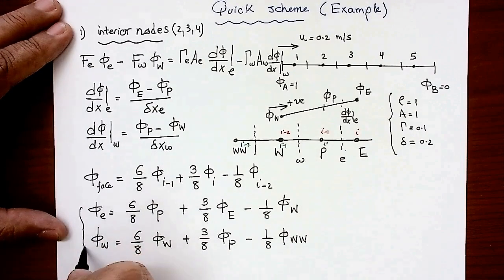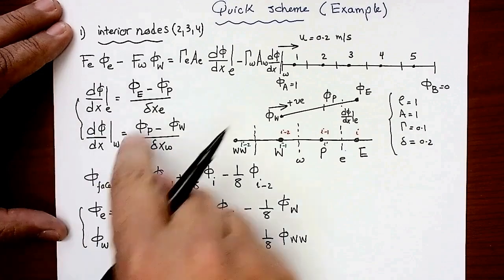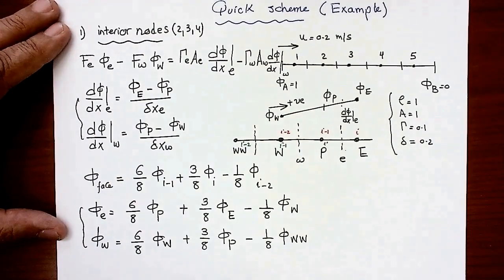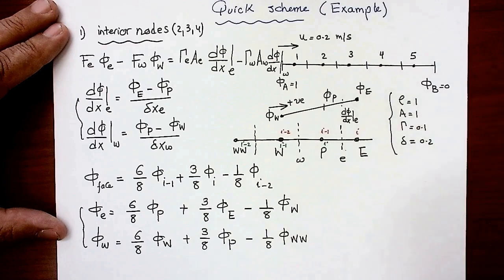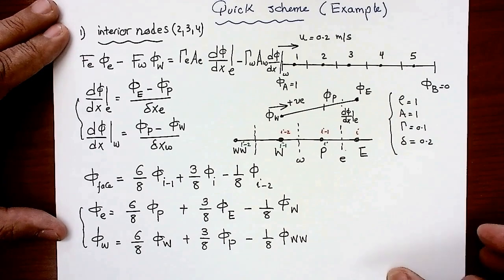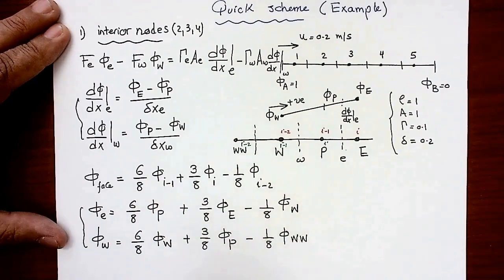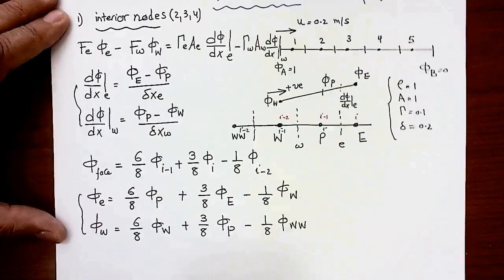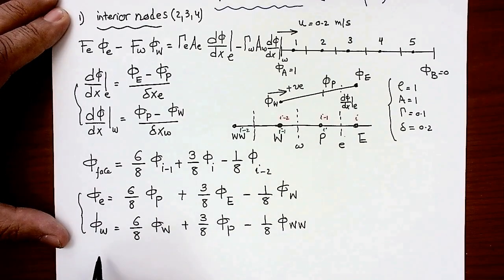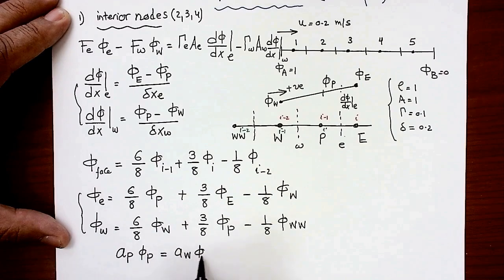Then I'm going to take these two equations and these two equations and substitute into this equation. This is a classical procedure, like what we did after we derived the quadratic equation and substituted into the equation. You're going to end up having the big equation that we covered before, which is AP phi P equal to A west phi west plus A east phi east.